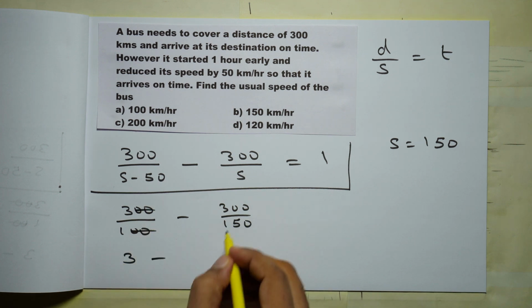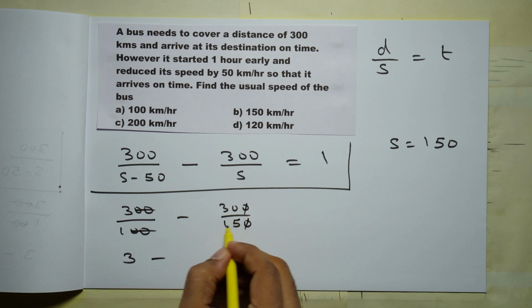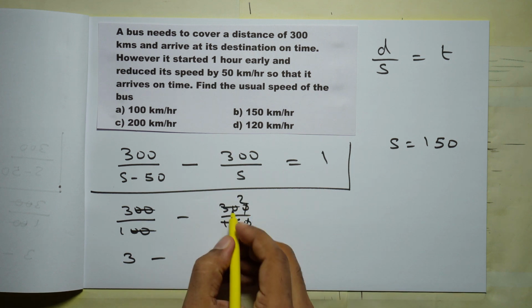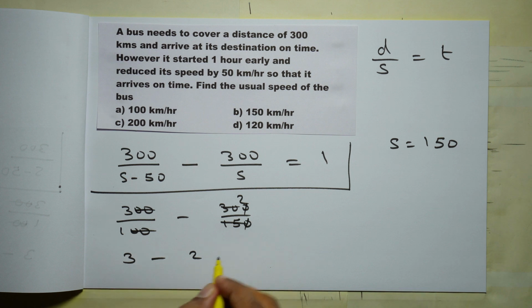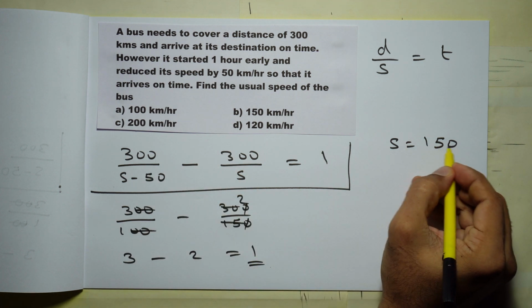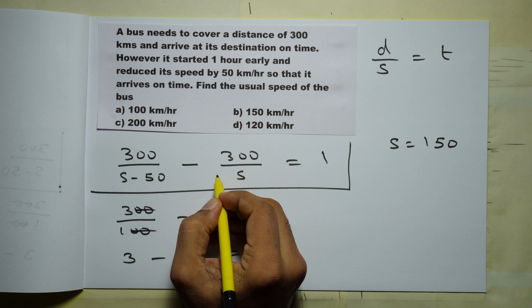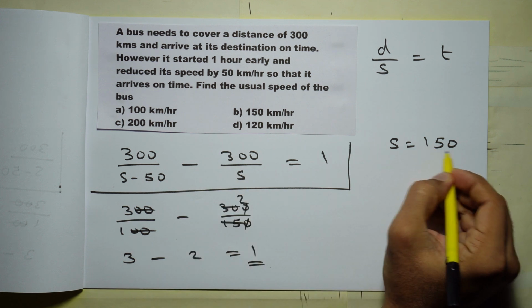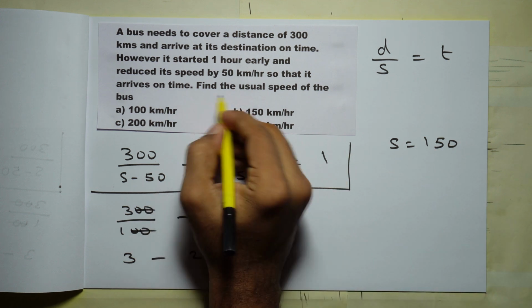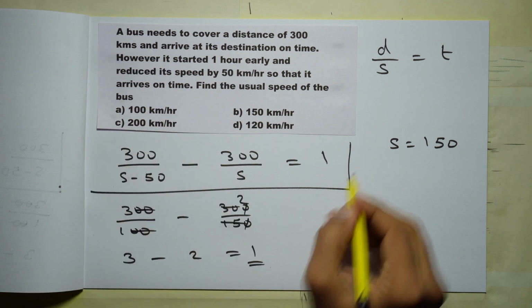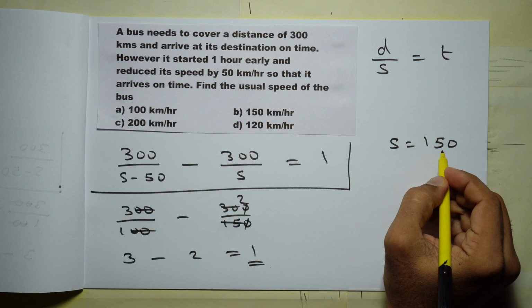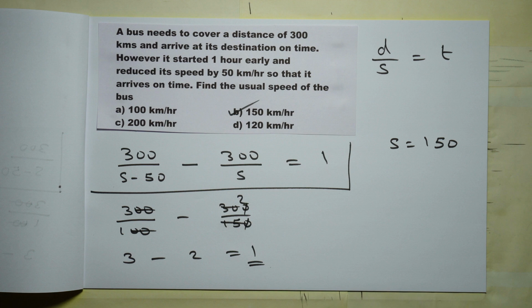So that will be 3. Here 0 and 0 cancel out. 15 divides 2 times. So this is 2. So 3 minus 2 is 1. So you can see here it satisfies. Left hand side is also 1. Right hand side is also 1. So s is equal to 150. It satisfies this equation. So 150 is the solution to this equation. So find the usual speed of the bus. s is equal to 150 kilometers per hour. Option B.